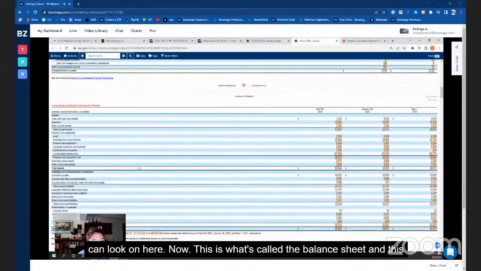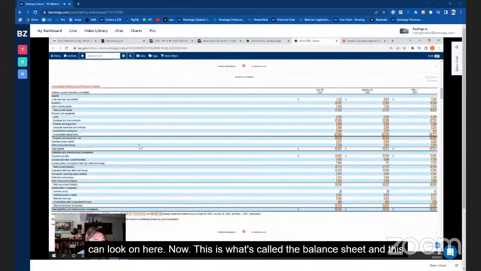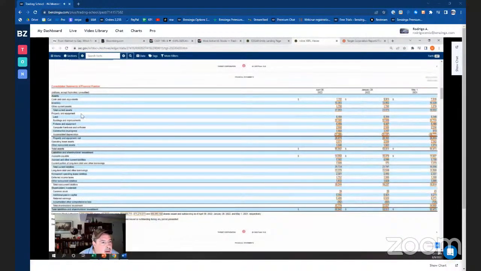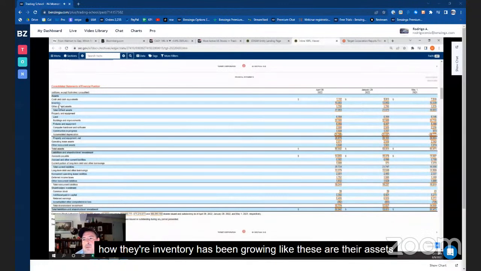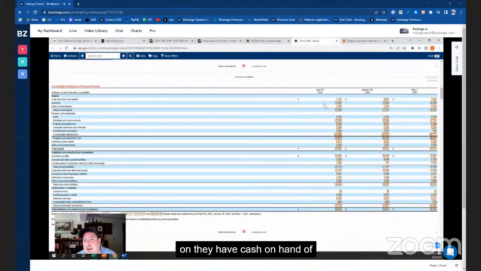And let's see, now we can look on here. Now this is what's called the balance sheet. And this is where you would look at inventory, would be listed in here somewhere. Oh yeah, right up here. Inventory. So see how their inventory has been growing? Like these are their assets. They have cash on hand of however many this is, millions. Or is that a billion? I guess I got a billion.